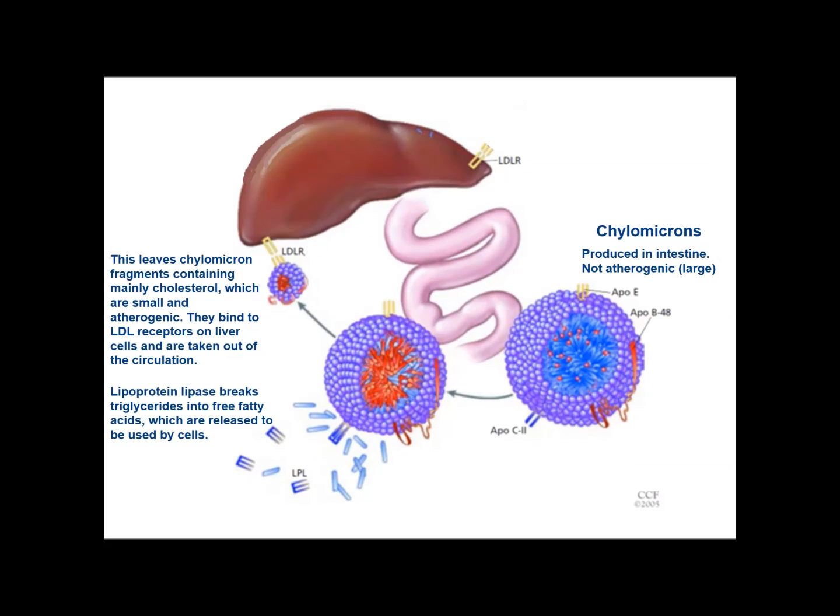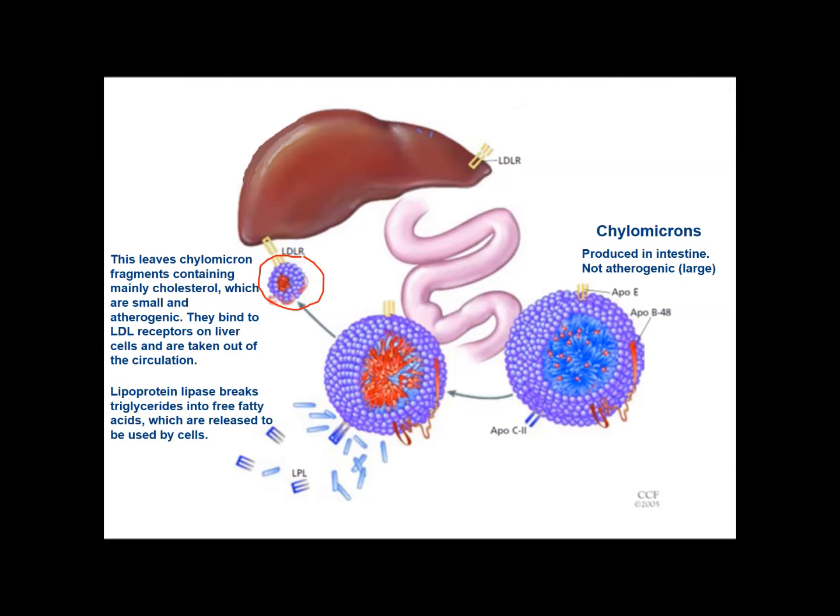And the result of that is that the chylomicron gets smaller and shriveled up, and it becomes known as a chylomicron fragment. And what is mainly left in the core after the triglycerides have been broken down is cholesterol. Now, at that point, that fragment has become small enough to cause a problem in the blood vessel. In other words, cause atheroma to develop. So that chylomicron fragment that is left is considered atherogenic.